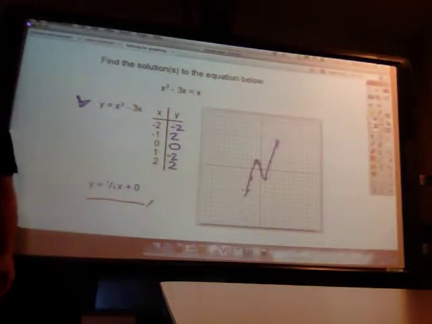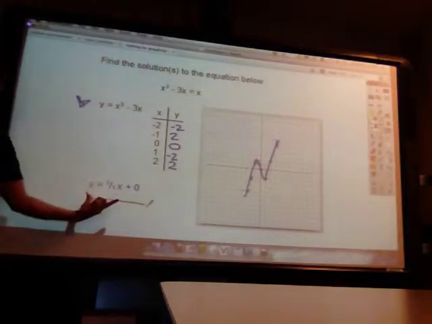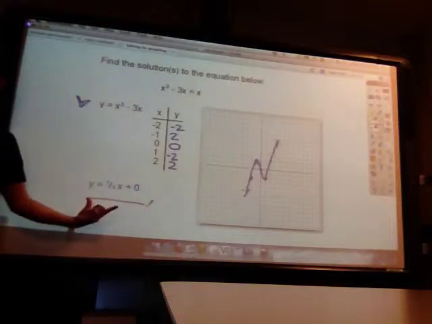Nikhil? I think for -2, it will be negative. Oh. No, I'm asking for this one. We're here. Oh. I'm graphing this one.